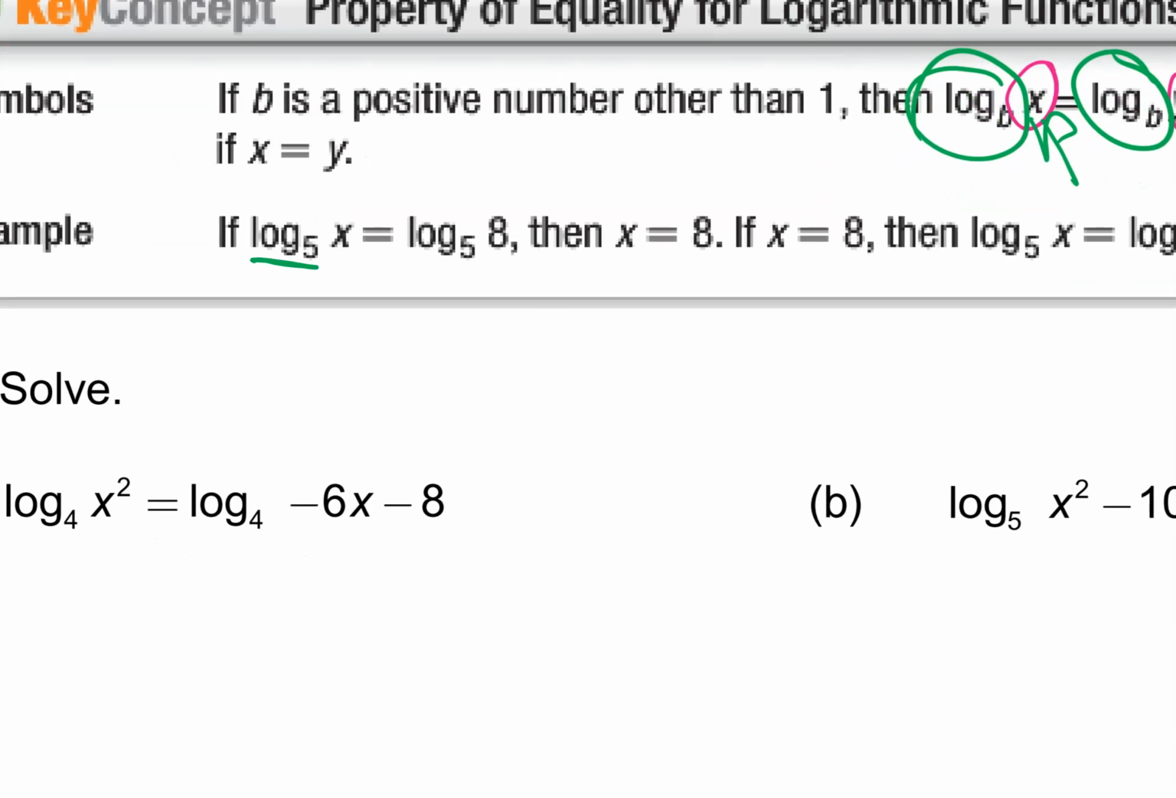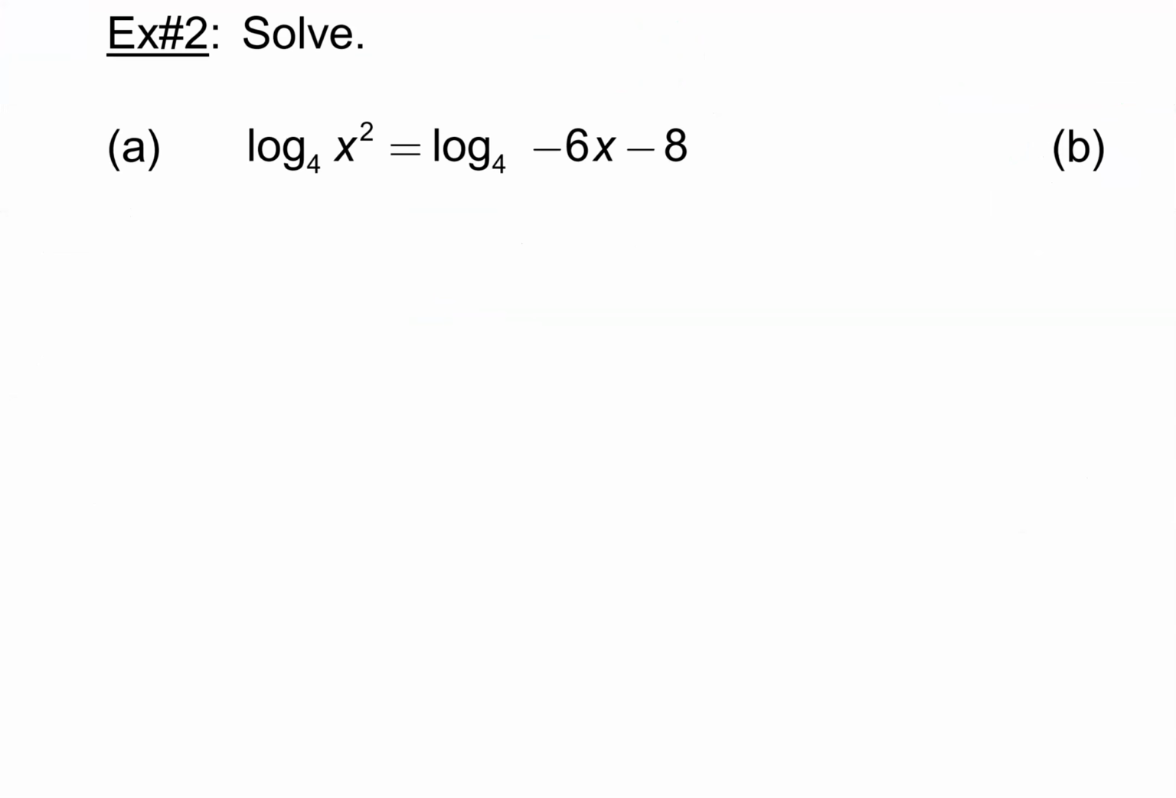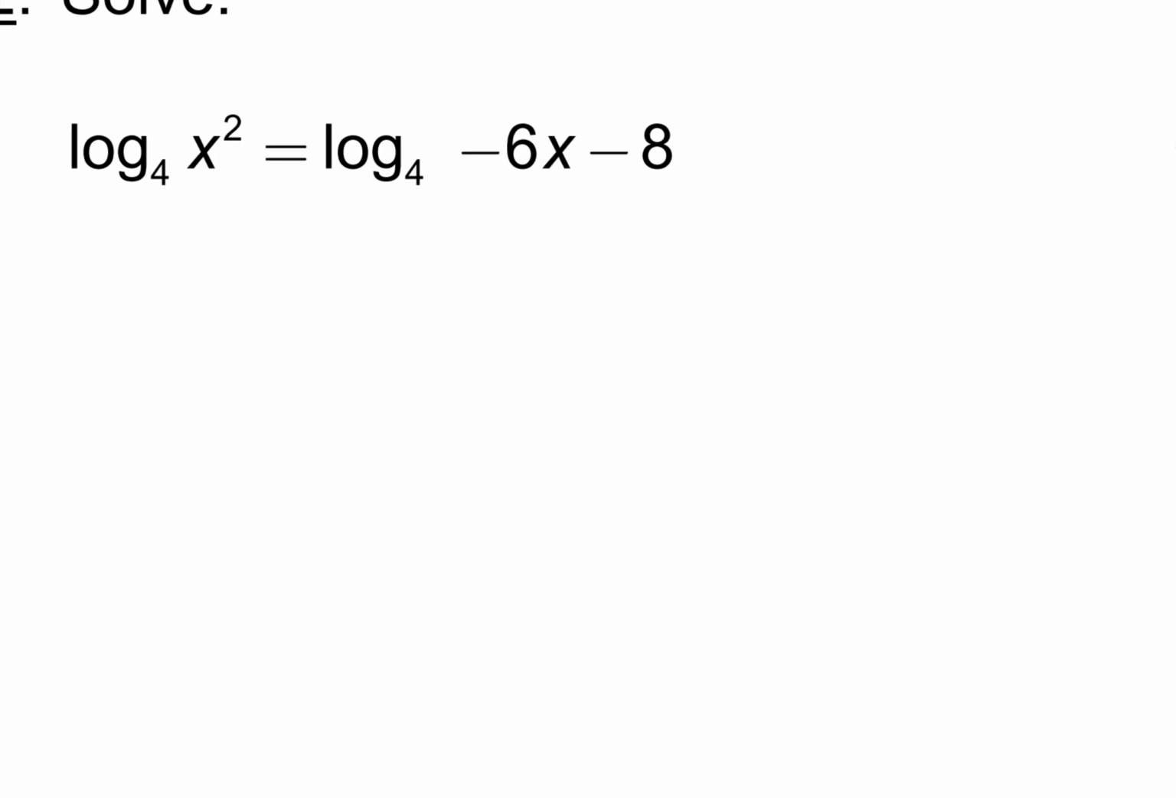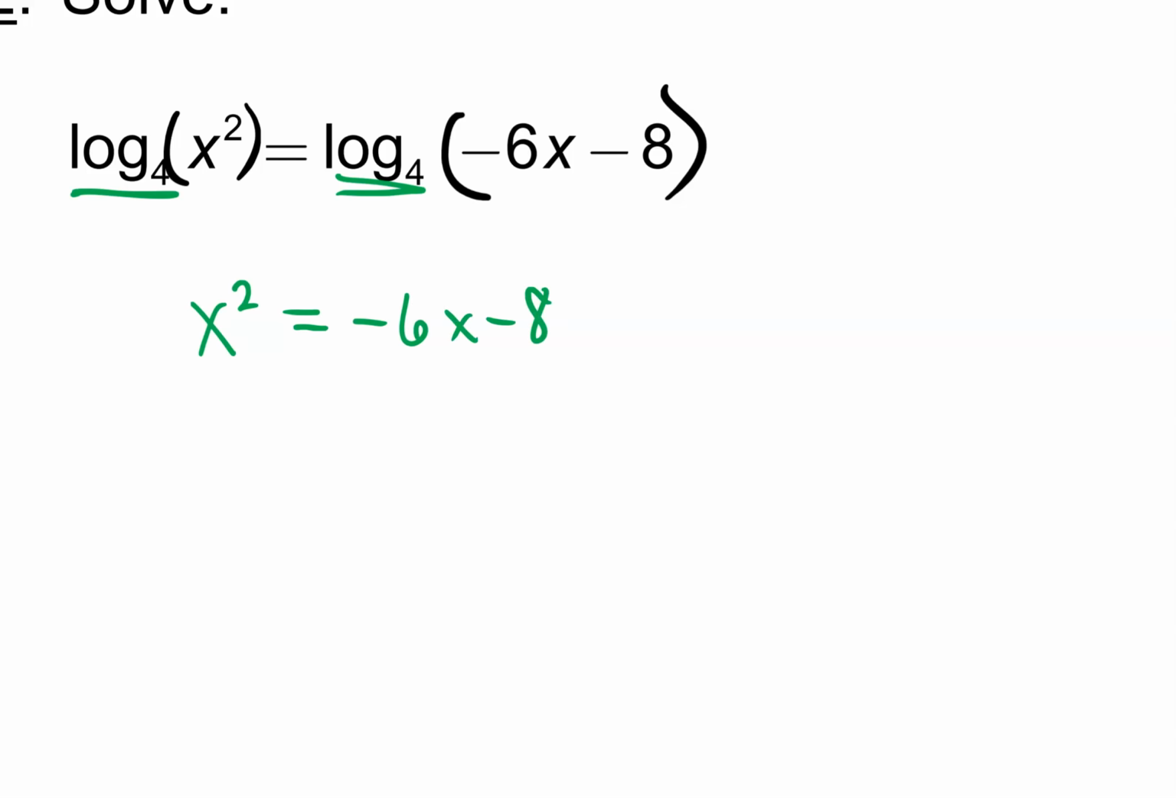So, log base 5, guess what? I can set x equal to 8. Set the inside equal. Alright, so let's go ahead and solve. Okay, so missing some parentheses. No worries. Since I have log base 4 and log base 4, I can set the inside portion equal to each other. So x squared is going to be equal to negative 6x minus 8.